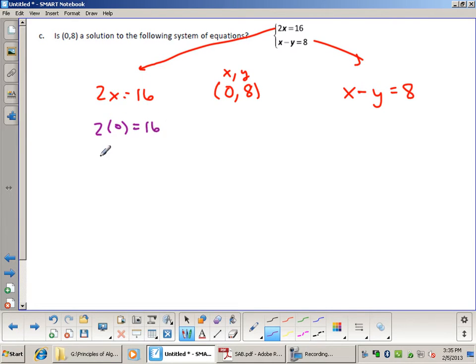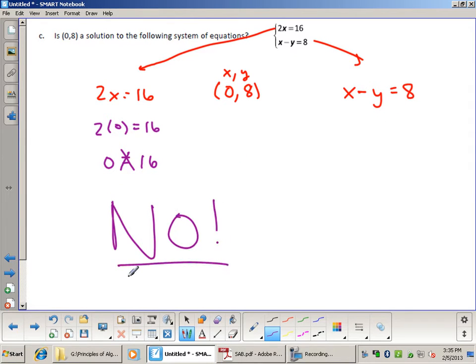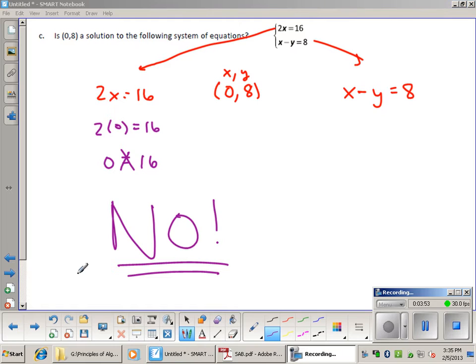Well, 0 is not the same as 16. This is a false equation. I only have to check the one on the right. I don't care about the one on the right. It didn't work with the one on the left. Therefore, this is a big fat no. If it doesn't solve both, it's not a solution to the system. So checking the one on the right is actually unneeded. Okay? Let's move on to this one.